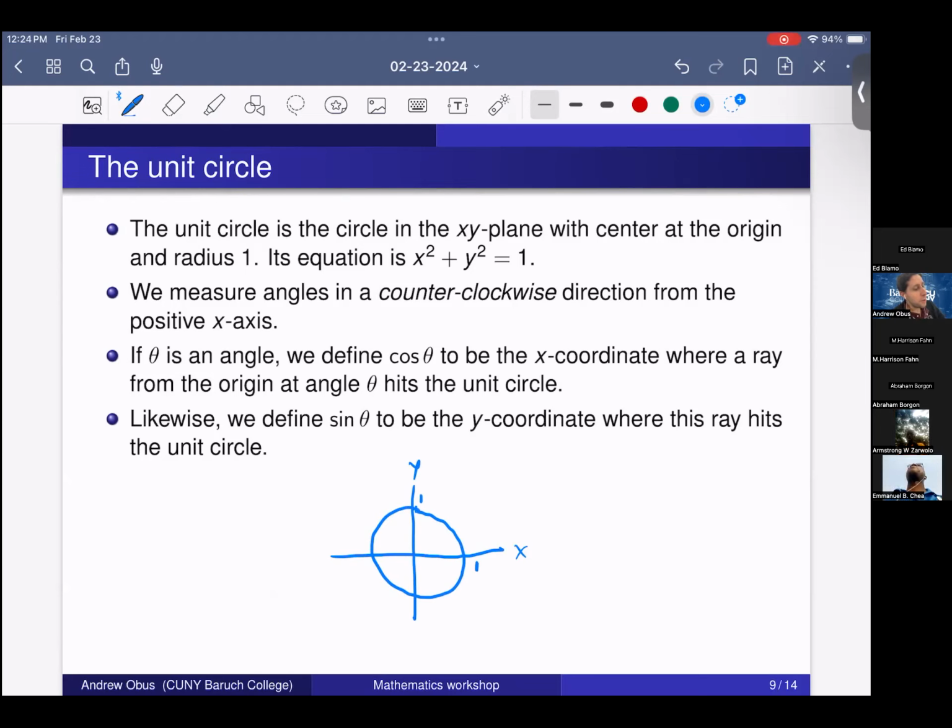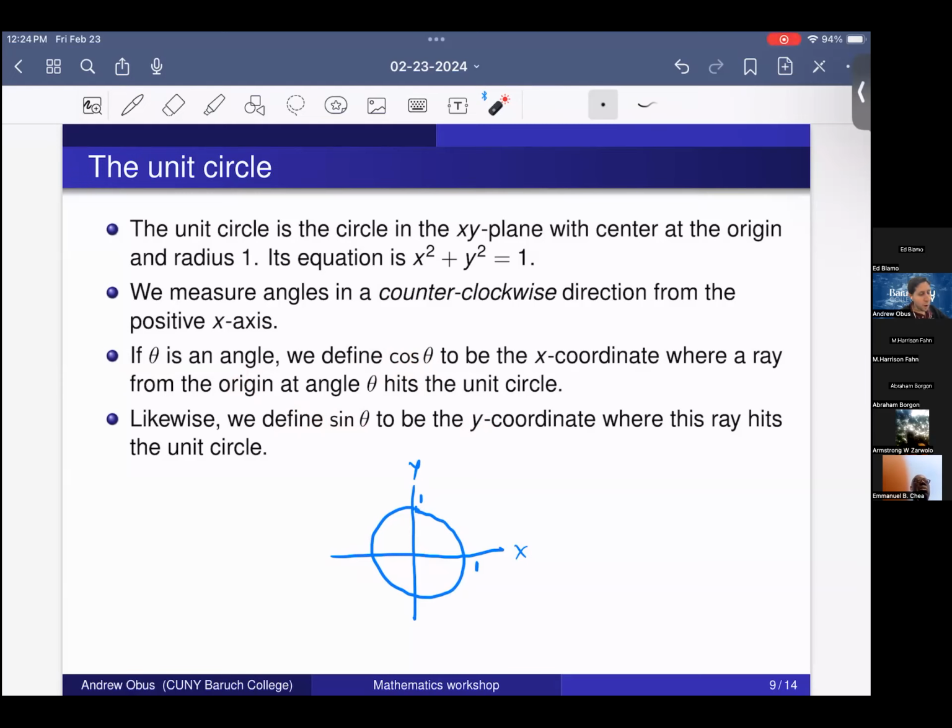And so in general, we measure angles in a counterclockwise direction from the positive x-axis. There's no reason to do this. It's just what people do. And it's good that everybody agrees on one way to do it. There's nothing fundamental to mathematics that requires this. It's just a convention. Okay, and so if theta is an angle, we define cosine theta to be the x-coordinate where a ray from the origin at angle theta hits the unit circle. And likewise, we define sine of theta to be the y-coordinate where this happens.